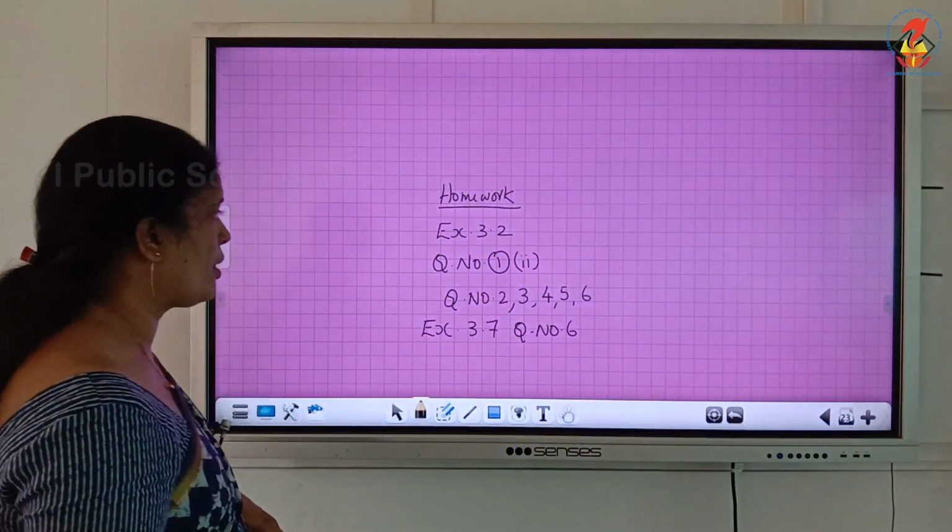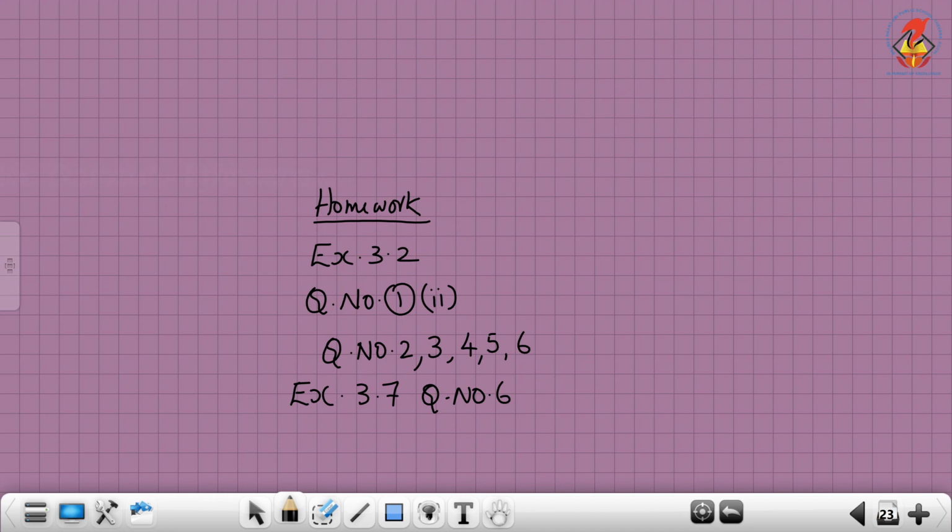Homework: exercise 3.2, question number 1, sub question 2, question numbers 2, 3, 4, 5, 6, and question number 3, 7, question number 6.